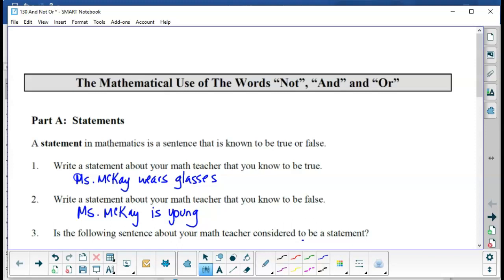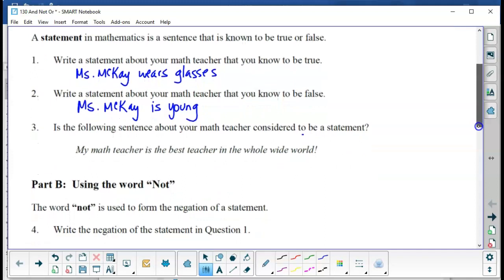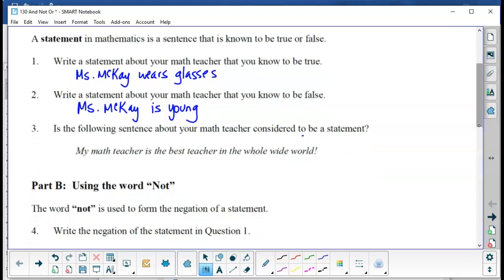In any case, is the following sentence about your math teacher considered to be a statement? So remember, a statement is known to be true or false. My math teacher is the best teacher in the whole wide world. Well, hopefully it is true, but that statement is really an opinion. So it's not a mathematical statement. You might think your math teacher is the best teacher in the whole wide world. Someone else might not, right? It's an opinion. So it's not proven in fact, where a statement is.